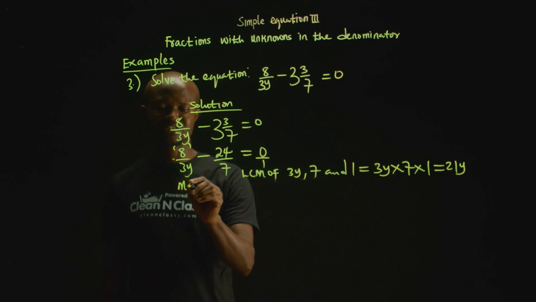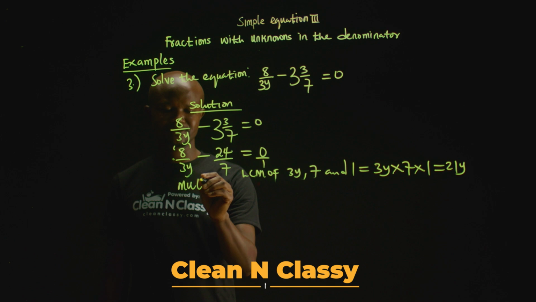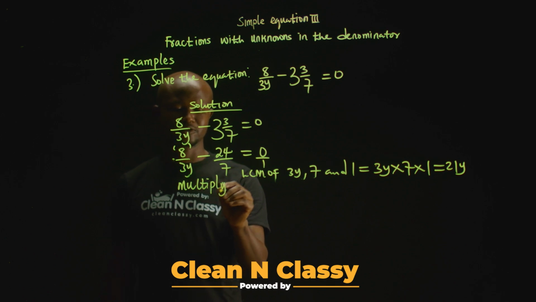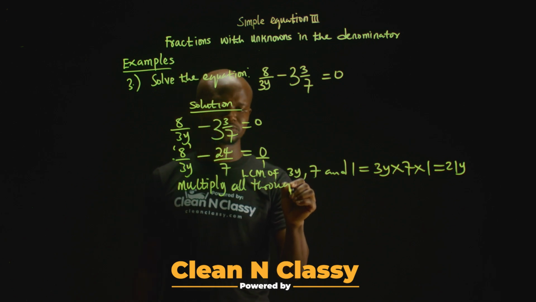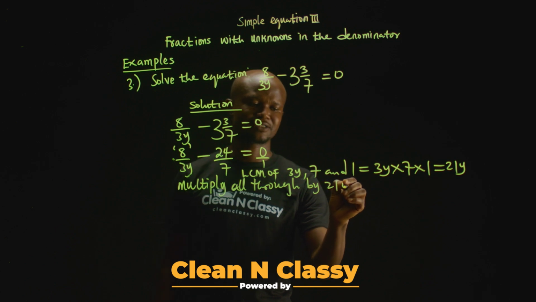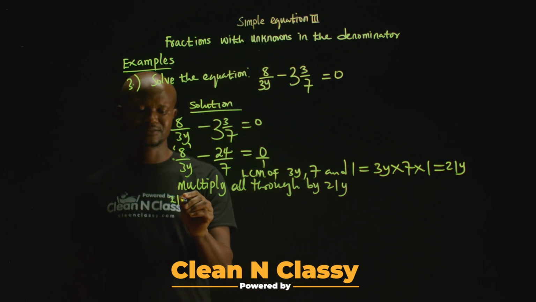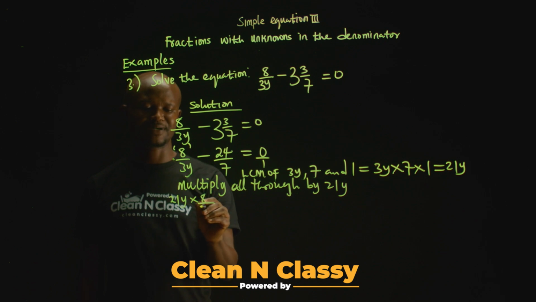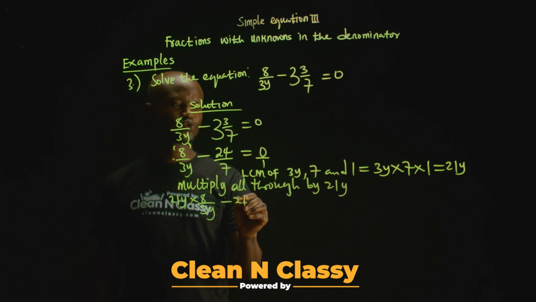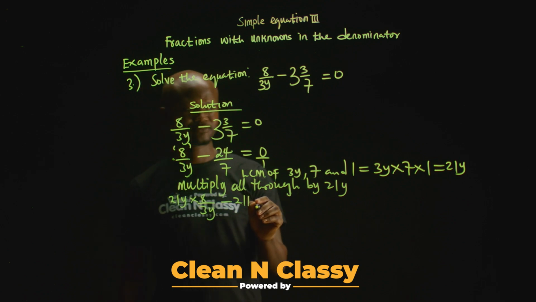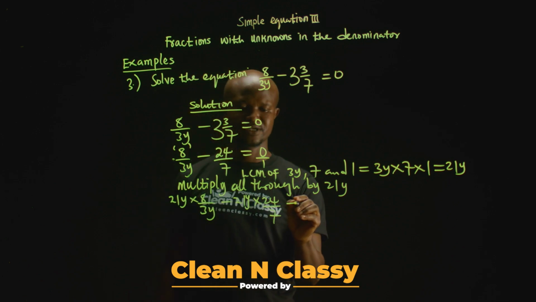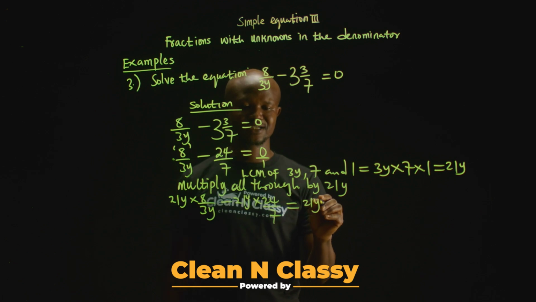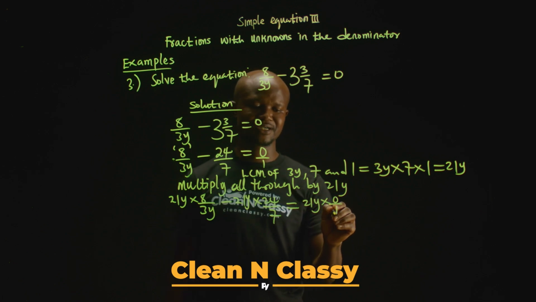Multiplying all through by the LCM. So multiply all through by 21y. So we have 21y times 8 divided by 3y, minus 21y times 24 divided by 7, equals 21y times 0 divided by 1.